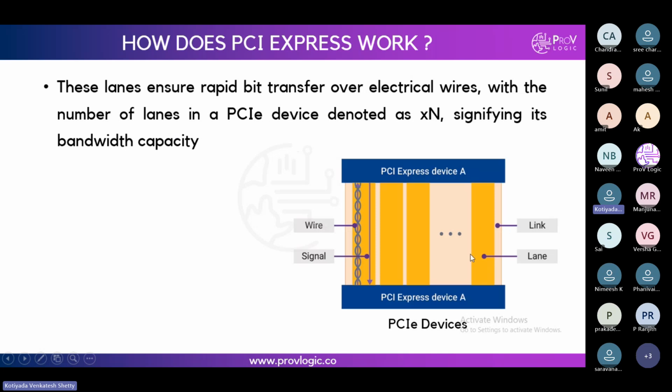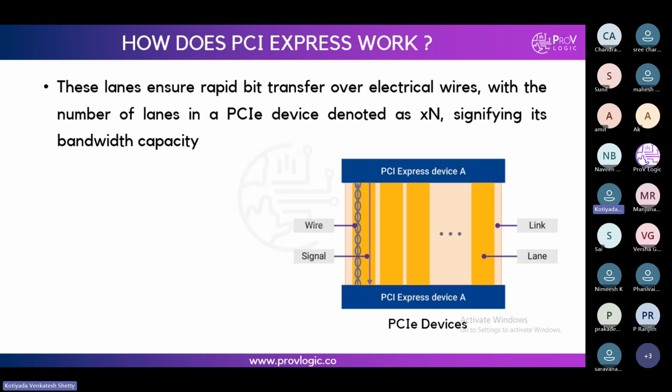In interviews, they will ask what is a link. A link is used to communicate between two PCI devices. What is a lane? A lane contains the differential signals, which are nothing but wires. Each differential signal has a plus D and a minus D, together called one differential signal. Each differential signal is called a lane. A group of lanes is called a link. This is the difference between link and lane.